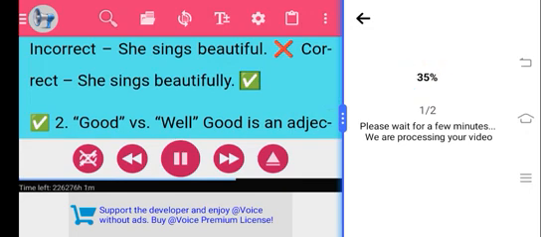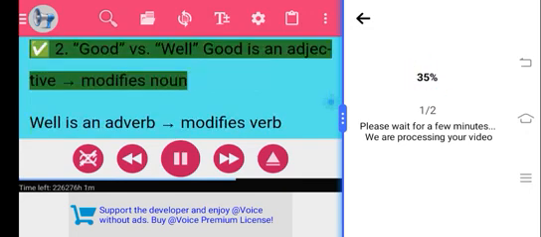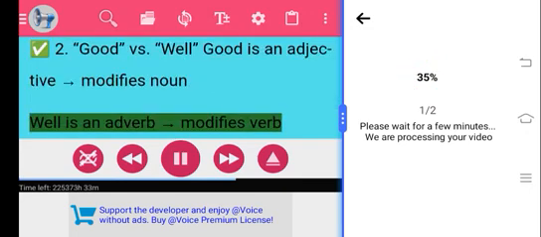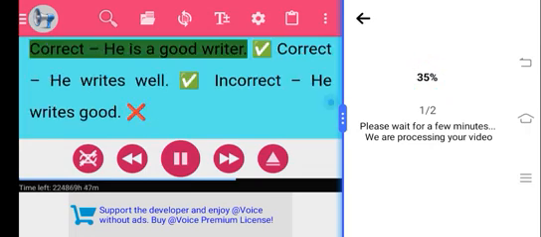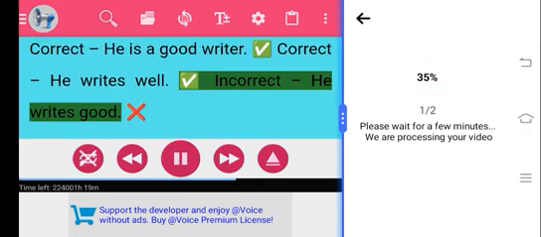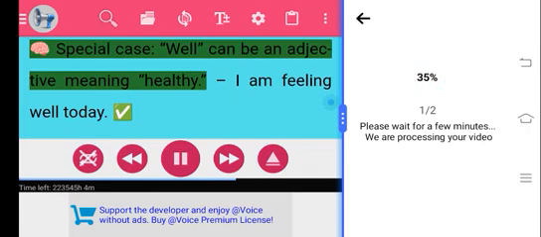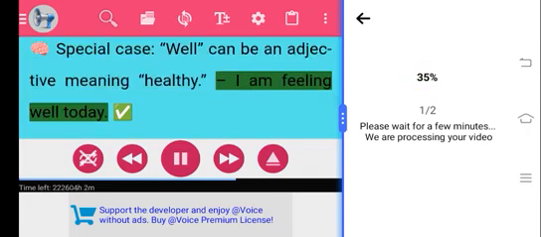2. Good versus well. Good is an adjective, it modifies a noun. Well is an adverb, it modifies a verb. Correct: he is a good writer. Correct: he writes well. Incorrect: he writes good. Special case: well can be an adjective meaning healthy. I am feeling well today.